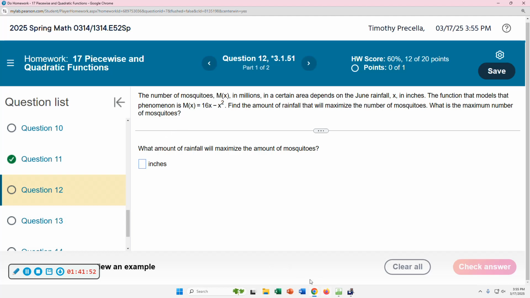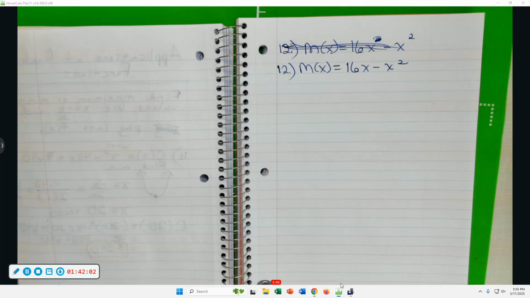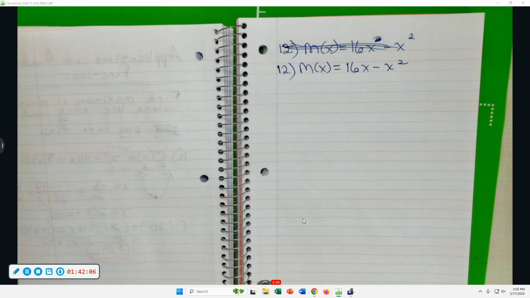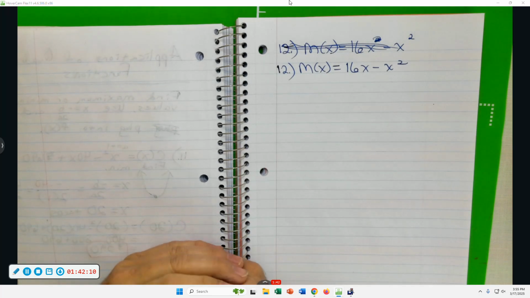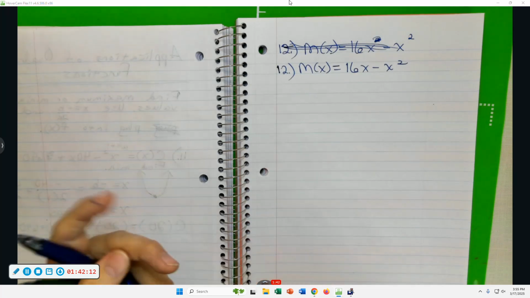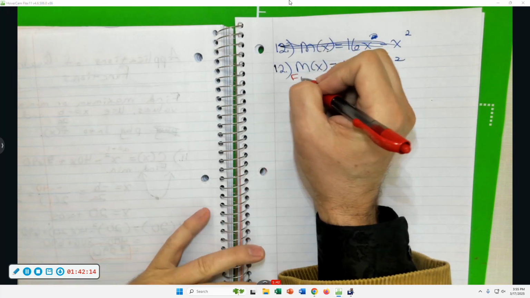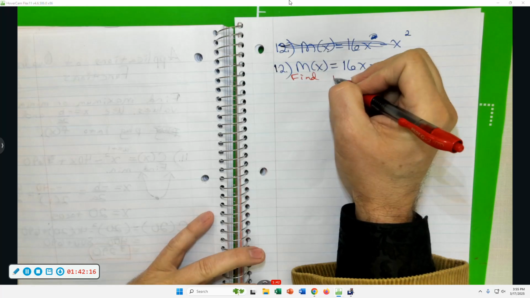So apparently, according to this problem, I always thought the more it rained, the more mosquitoes there were, but according to this problem, they're saying that after a point, if it keeps on raining, what happens? The mosquitoes drown, I guess? I don't know. They don't ask us to draw a graph. They want us to find the max. We need to make sure that there is one.